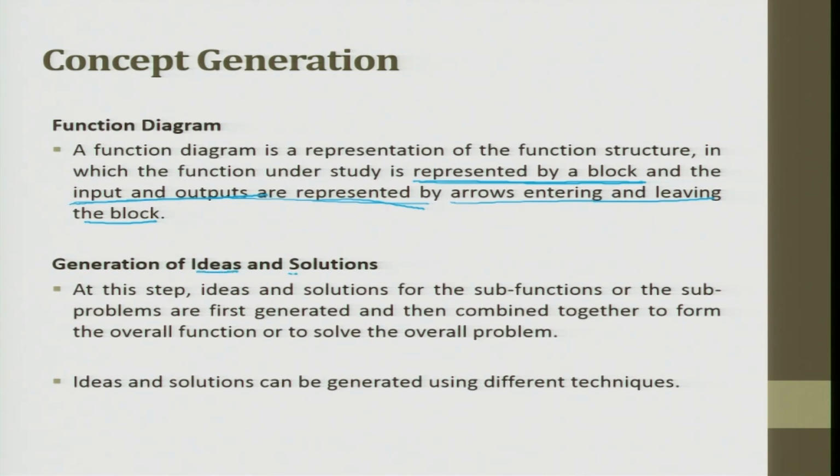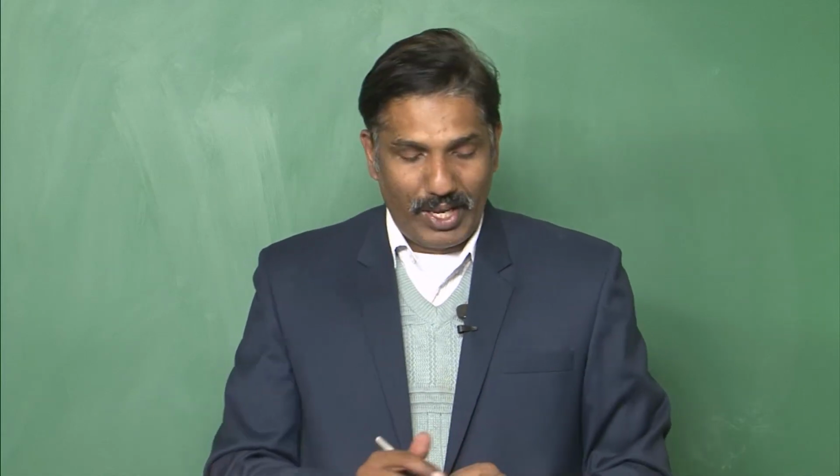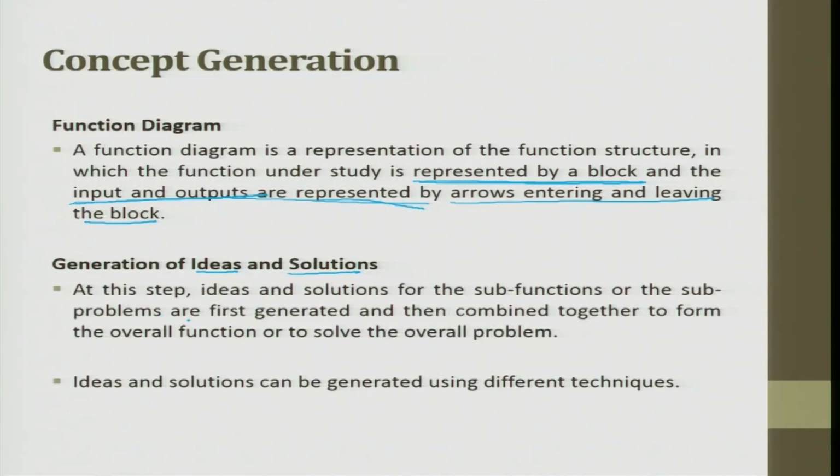Generation of ideas and solutions, which is the last part of it. At this step, ideas and solutions of the sub functions or the sub problems are first generated. So, we try to solve each sub problem, each sub function, and the moment you start solving each sub function, we have already made a relationship diagram showing that if I solve this sub function, my overall function of the system is going to become okay. The sub solutions are combined together to form the overall function or to solve the overall problem. The ideas and solutions can be generated using different techniques.